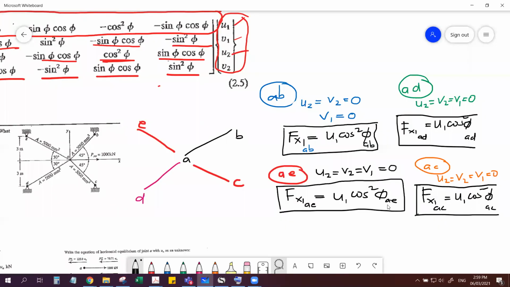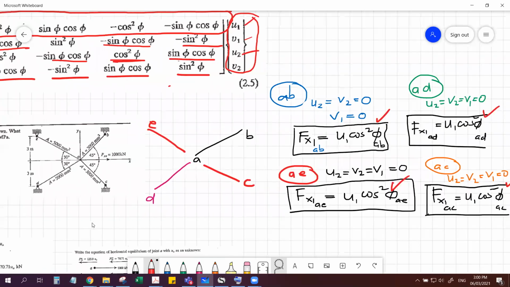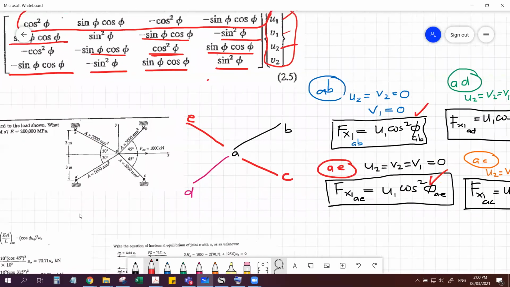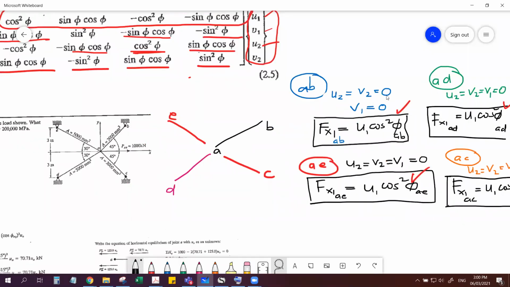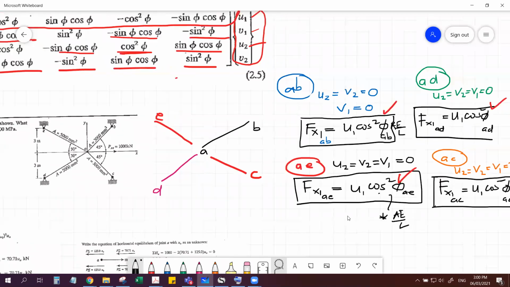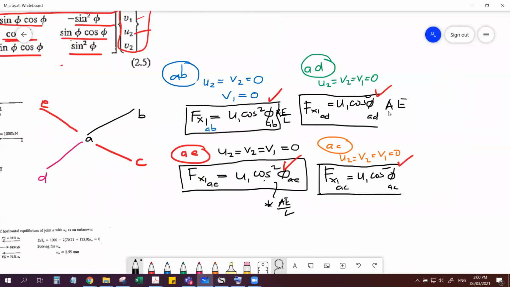Now, what will be the phi of each bar? Anyway, it's given. Phi for AB is given. Phi for AE is also given. Phi for AD is given. Phi for AC is given. What will be the remaining unknown? Sorry, I forgot AE over L. Here we have it multiplied by AE over L. Of course, the area A corresponds to their own for each bar.